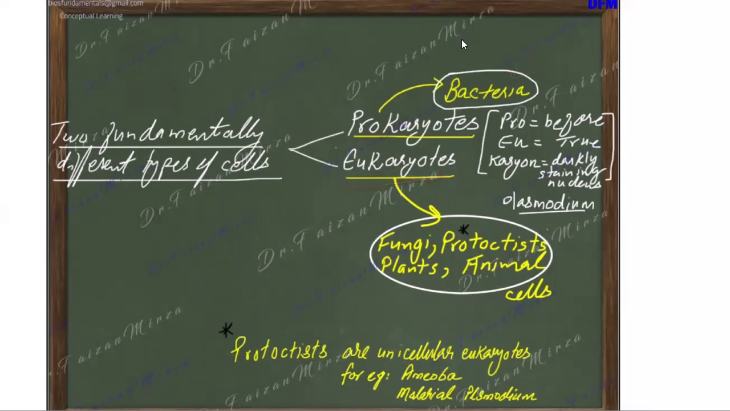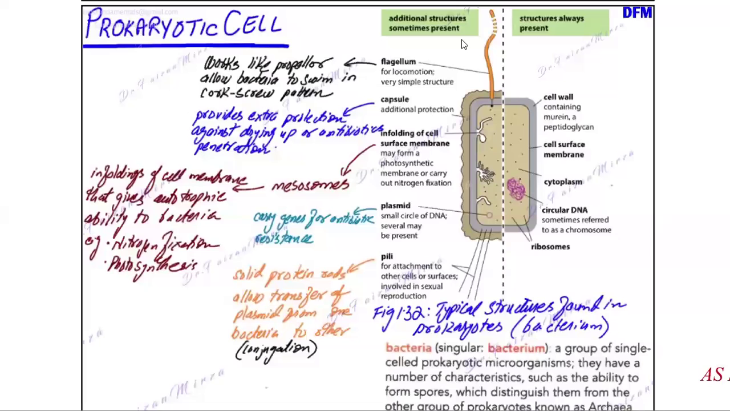Eukaryotes include all living organisms other than bacteria, and these include fungi, protoctists, plants, animals. What are protoctists? Protoctists are unicellular eukaryotes such as amoeba, such as malarial plasmodium. So let's start with the details of prokaryotes.